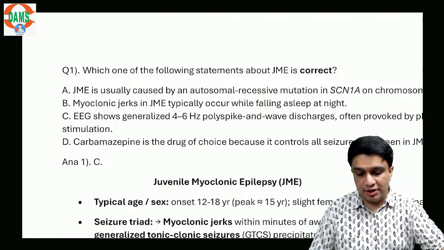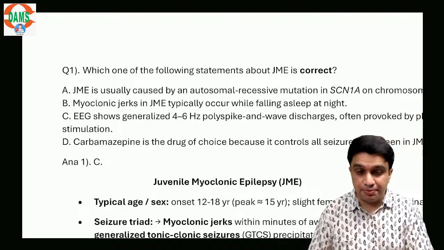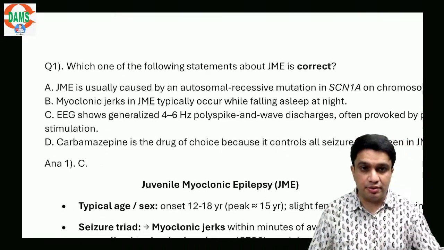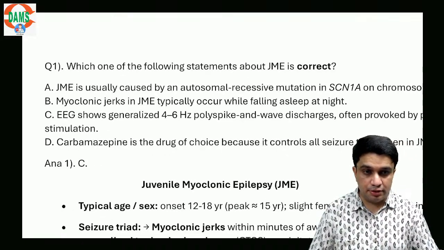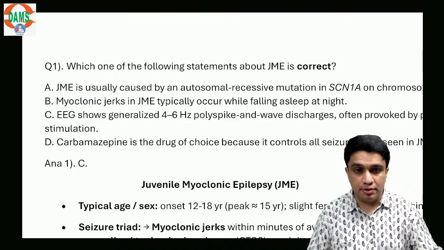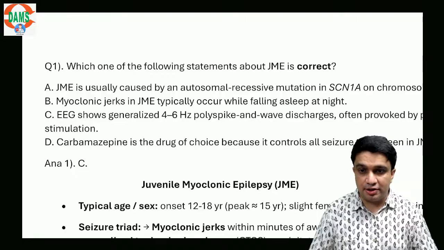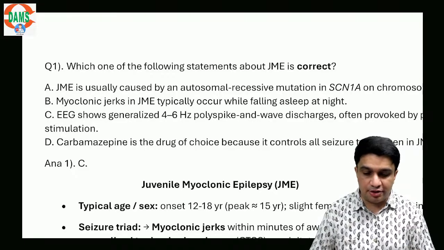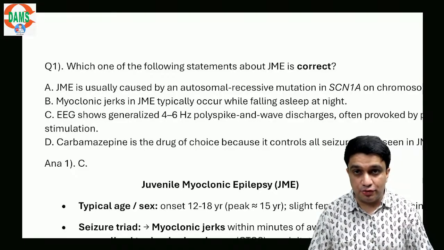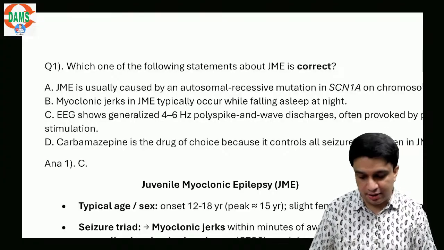We have a few questions lined up for the NEET Predictor series. Chalo, let's start. The question is like this: which of the following statements about JME, juvenile myoclonic epilepsy, is correct?